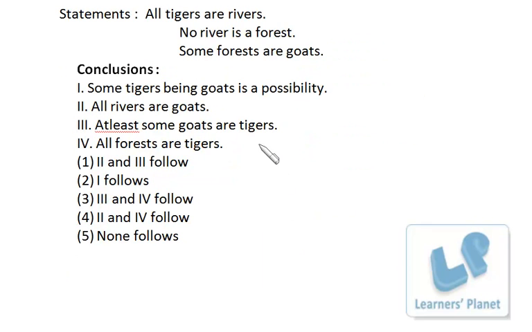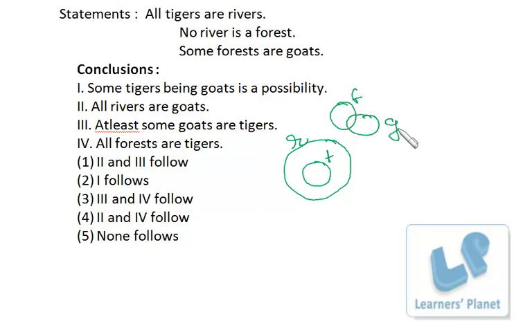Then all tigers are rivers. So we have these tigers and these rivers. No river is a forest, so there's a different circle, forest. Some forests are goats. Okay, so maybe this is the scene, maybe this circle of goat intersecting the circle of tigers as well, right? So I'm just not drawing that.